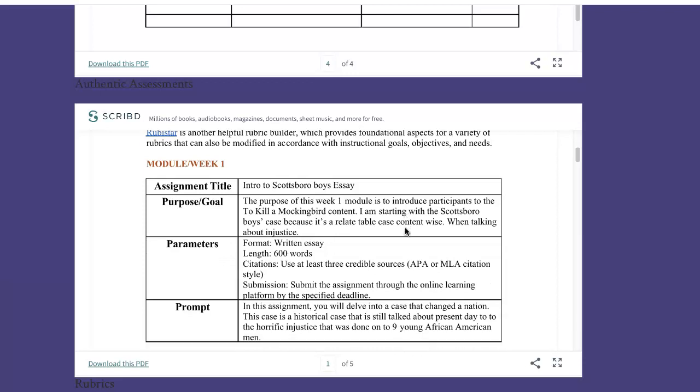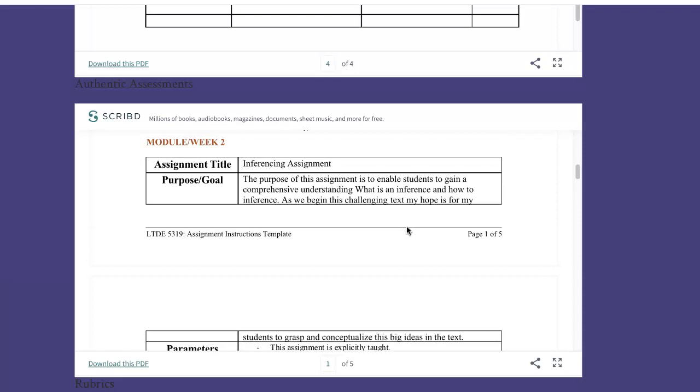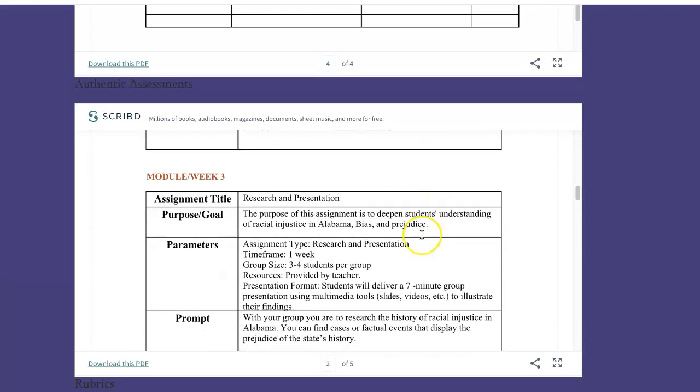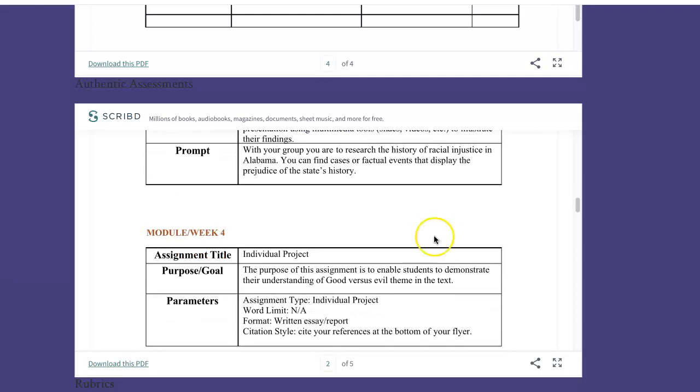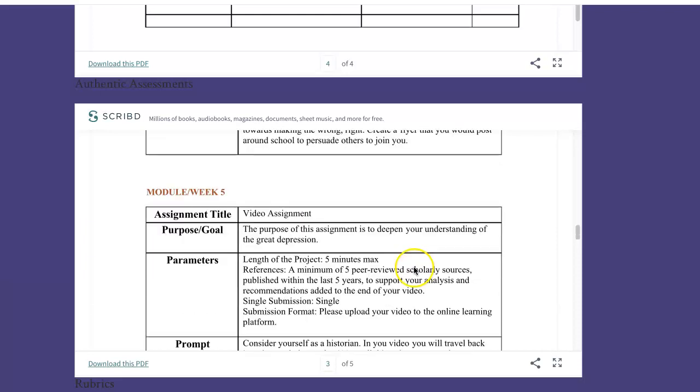Week 1, they were to write an intro essay on the Scottsboro Boys. Week 2 was an inferencing assignment. Week 3 was research and presentation on the racial injustices in Alabama. There was an individual project in week 4 to understand the good versus evil theme.